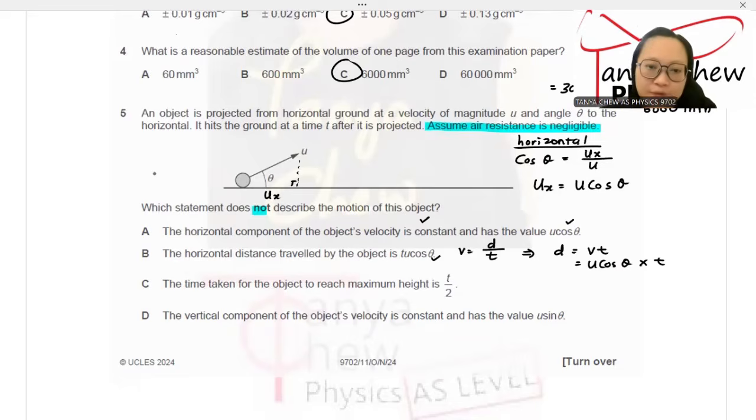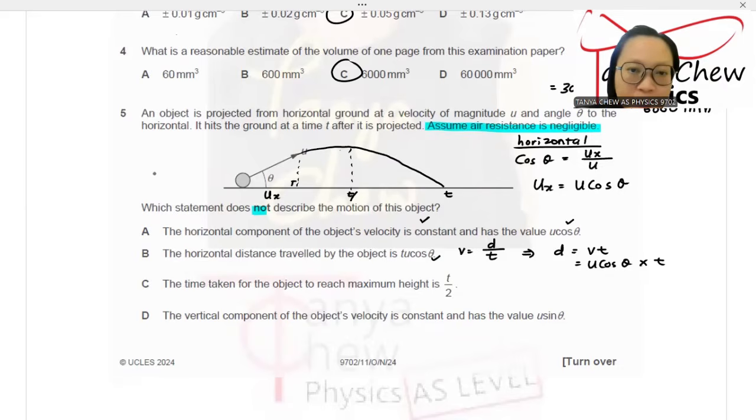C, the time taken for the object to reach the maximum height is t over 2. So because this is projectile motion and we ignore the air resistance, the time taken to reach the maximum height is equal to the time taken to go from the maximum height to the ground, because this is a symmetrical path. So time taken to reach the ground is t. Time taken to reach the maximum height will be t over 2. This statement is definitely correct.